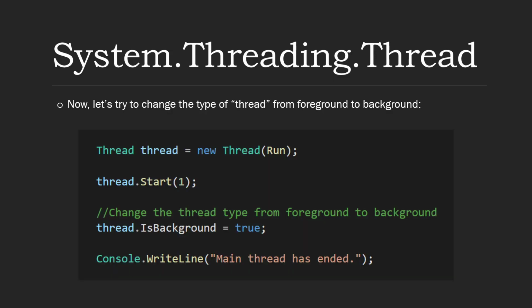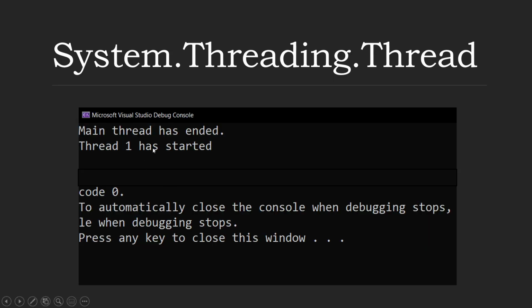So let's change the type of thread from foreground to background, simply by changing its IsBackground property to true. Now look at the output. You can see that the main thread finished its execution and exited, and the child thread exited along with it. So it never had a chance to finish its execution.